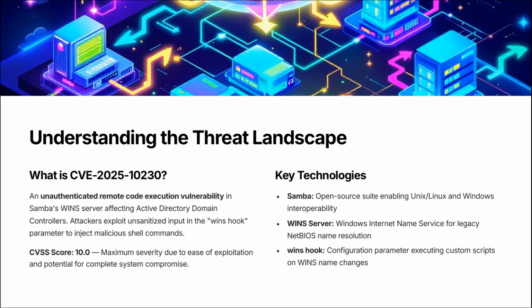To help understand this better, let's look at some key technologies involved. Firstly, we have Samba, which is an open source suite that enables Unix, Linux, and Windows interoperability. Secondly, we have the WINS server. This is the Windows Internet Name Service used for legacy NetBIOS name resolution. Lastly, we have the WINS hook. This is a configuration parameter that allows for the execution of custom scripts on WINS name changes. These components combined create the environment in which this vulnerability can be exploited. It's essential to understand how these technologies can be manipulated to inject malicious code, leading to a full system compromise.